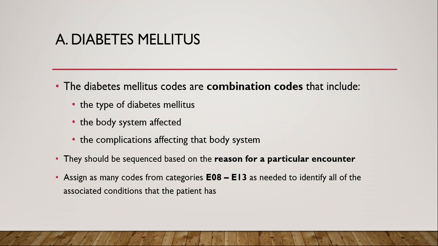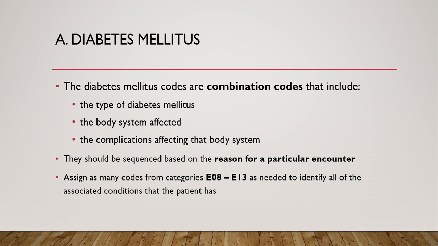Assign as many codes from categories E08 to E13 as needed. Sir, if it's E08 to E13, meaning E08, E09, E10, E11. Do we have E12? We don't have E12, and we have E13. That's why it's only 5 categories, because we don't have E12. So we have E08, E09, E10, E11, and E13, as needed to identify all the associated conditions that the patient has.